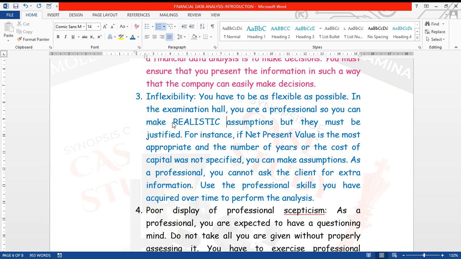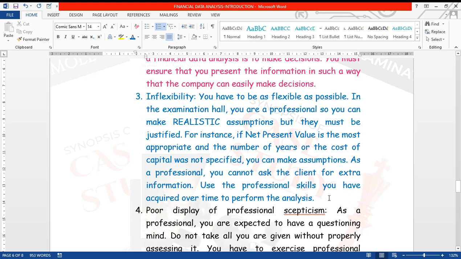For instance, if net present value is the most appropriate and the number of years or the cost of capital was not specified, you can make assumptions. You can make assumptions as a professional. You cannot ask the client for extra information. Use the professional skills you have acquired over time to perform the analysis.